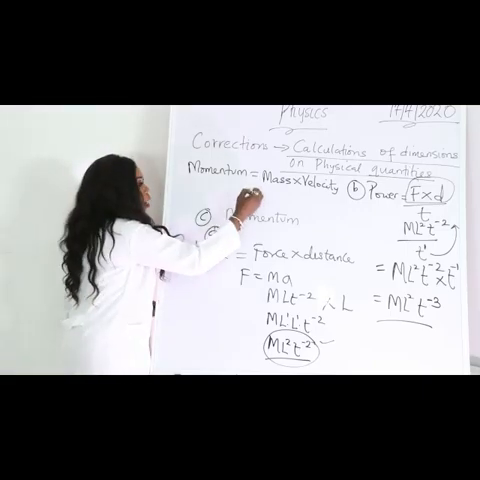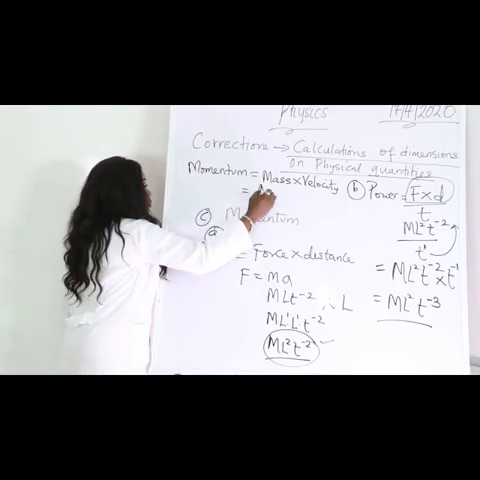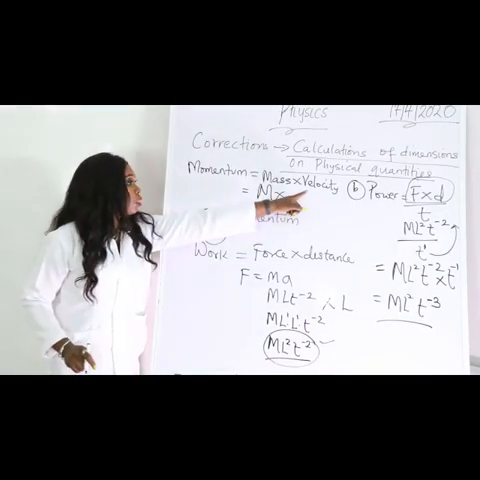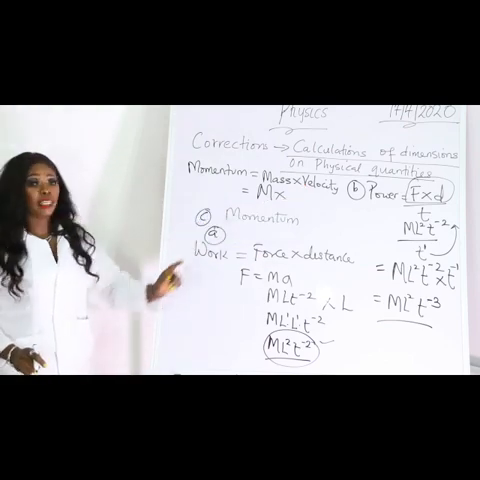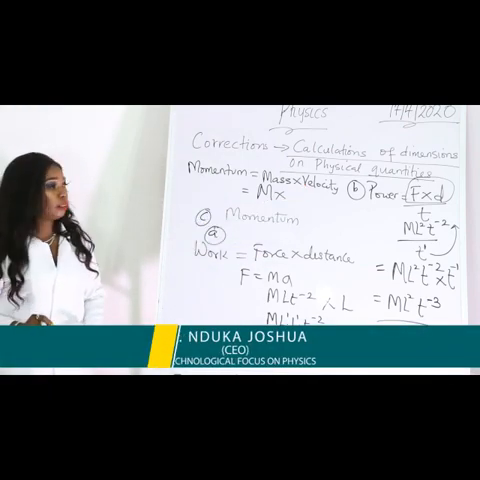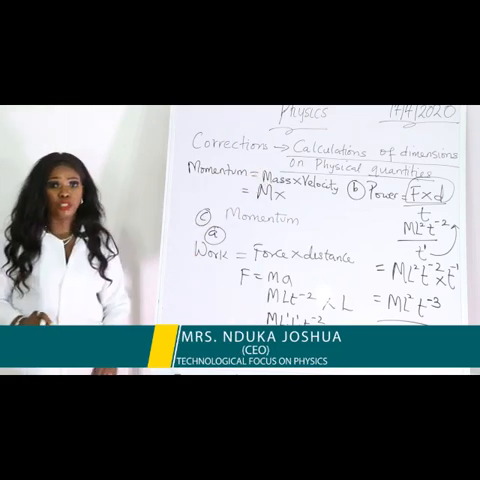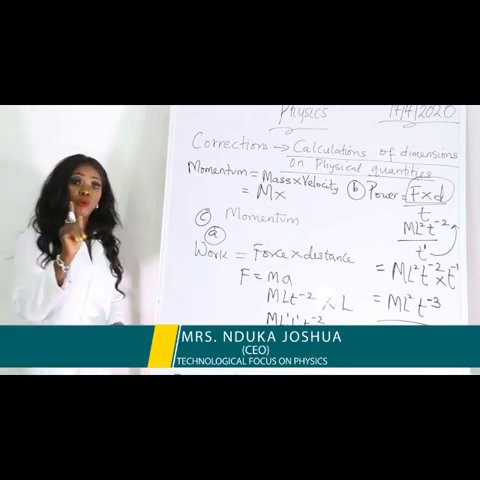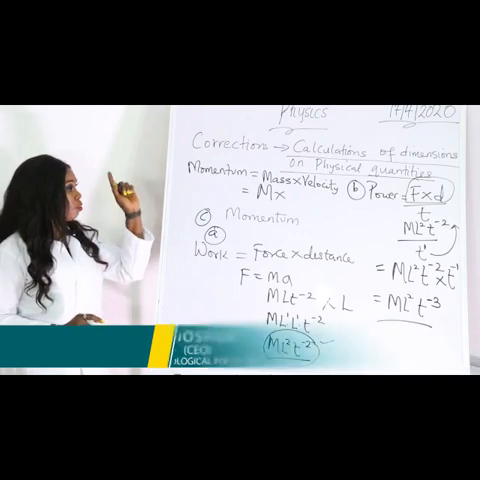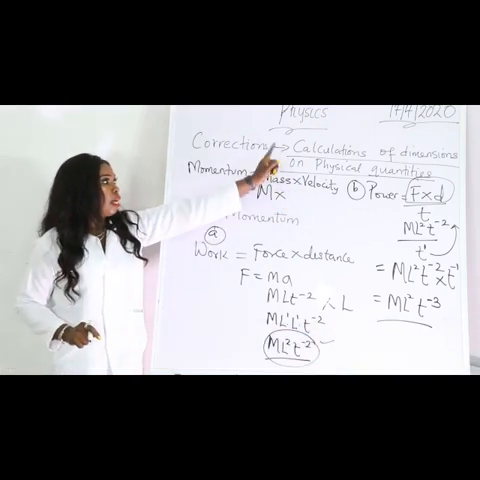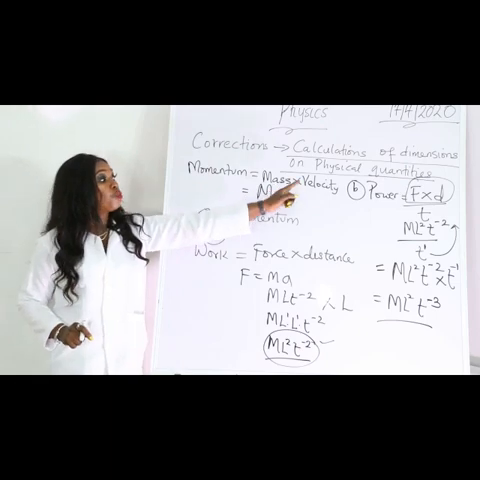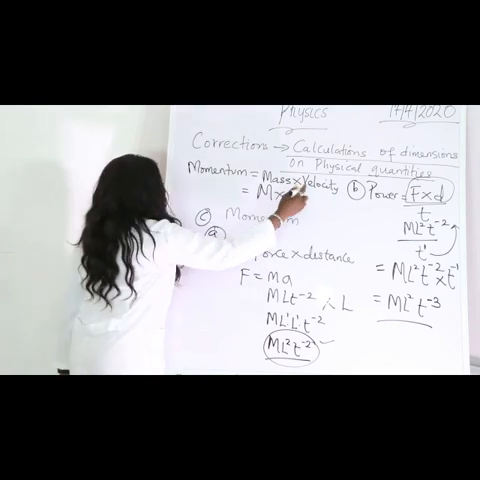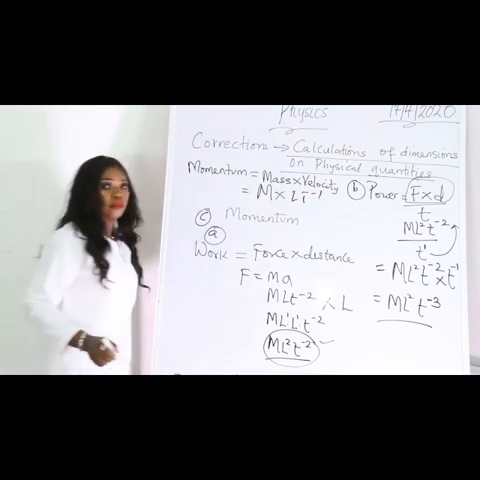So, we'll be replacing our mass with an M. And remember, in the previous class, we were told that velocity will be replaced with an LT raised to the power minus 1, based on the calculation on dimension of physical quantity. That was why I reminded you earlier that you needed to have a high retention. Because from the previous class, you would have recalled that the dimension of physical quantity with regards to velocity was LT minus 1. So we replace velocity with LT minus 1.